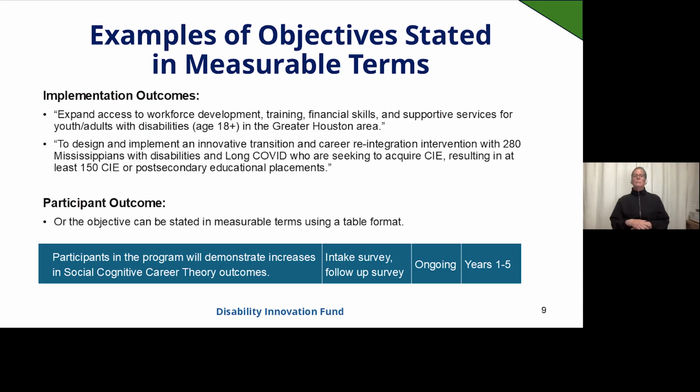Displayed on the bottom of slide 9 is a table to show a participant objective that's also stated in measurable terms. It uses a table format. In column 1, it states, participants in the PRIME program will demonstrate increases in social, cognitive, career theory outcomes. In column 2, it states the measure, intake survey, and follow-up survey. In column 3, it states the time frame, ongoing. And in column 4, it indicates years 1 through 3.